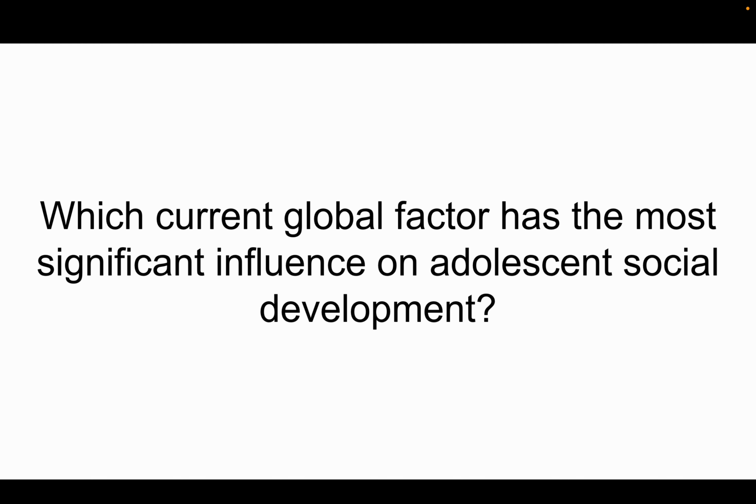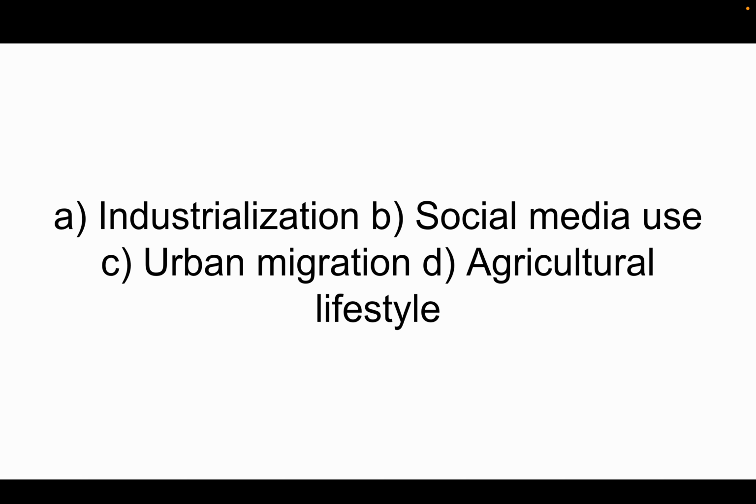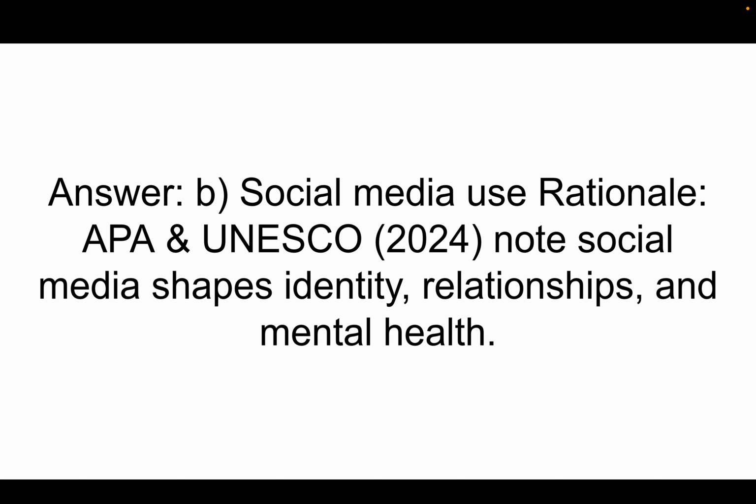Which current global factor has the most significant influence on adolescent social development? A. Industrialization, B. Social media use, C. Urban migration, or D. Agricultural lifestyle? Answer is B. Social media use. APA and UNESCO note social media shapes identity, relationships, and mental health.